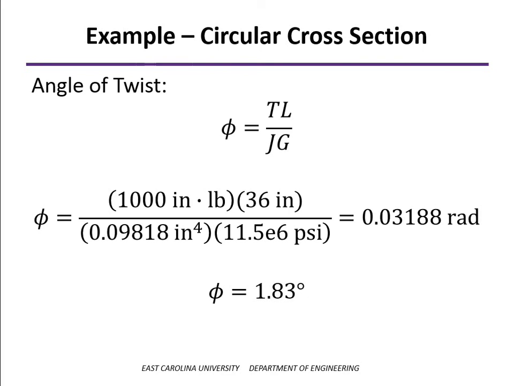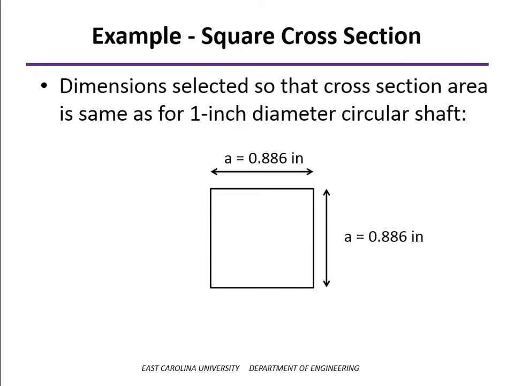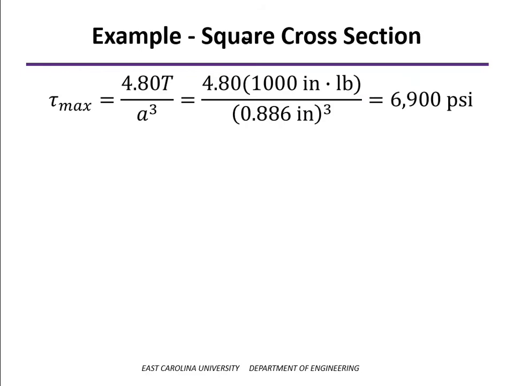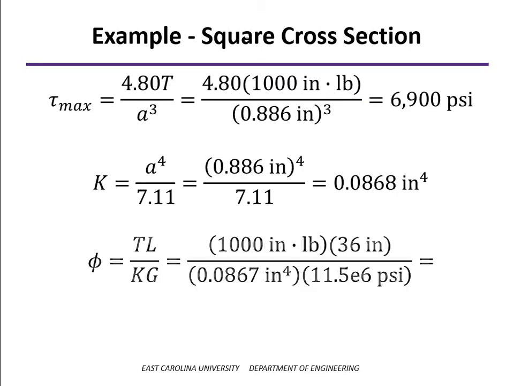And by the way, these dimensions were picked so we can make a comparison to the circular cross section we looked at earlier. So this has the same cross-sectional area. And so we calculate the maximum stress of 6,900 psi, a little bit more than what we saw for the circular cross section, and the angle of twist is a little bit greater as well. But we're still in the same order of magnitude as far as the stress and the angle of twist.